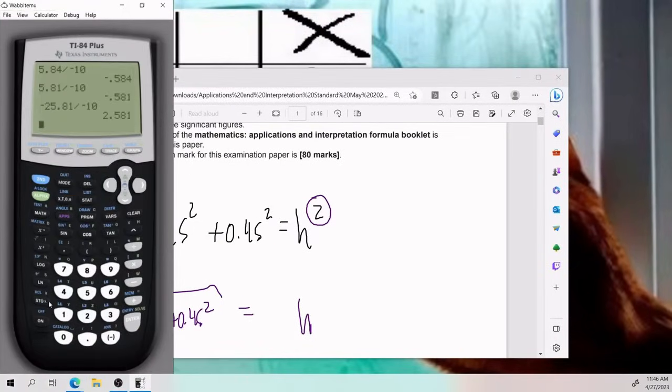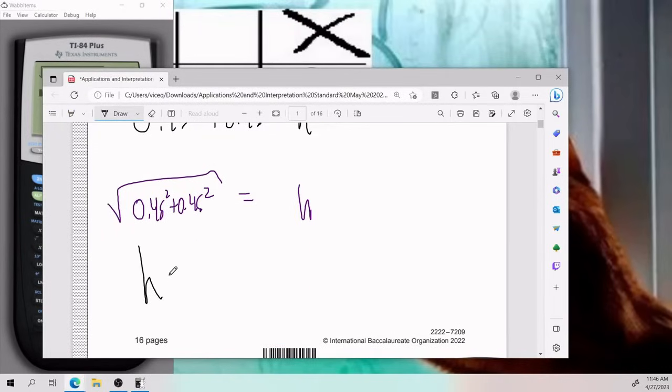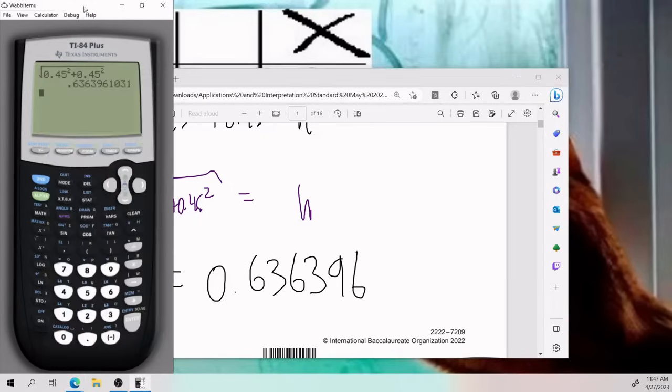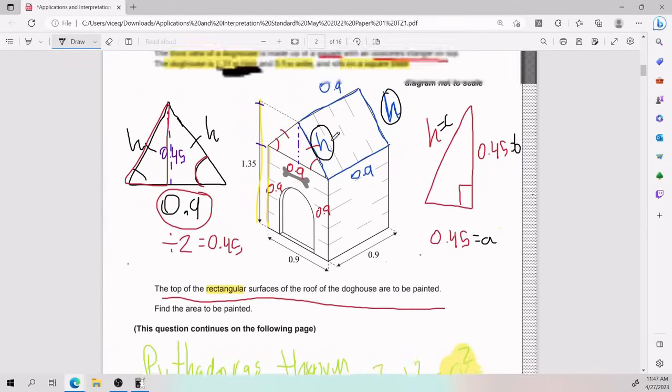So, square root of 0.45 squared plus 0.45 squared gives me this. So this is my slant height. h equals 0.636396. And that right there is the slant height.